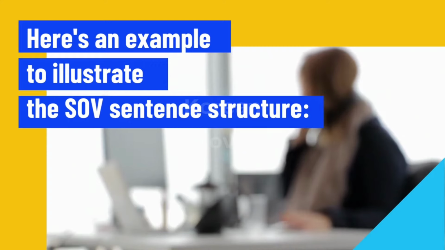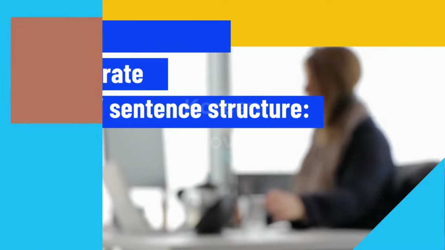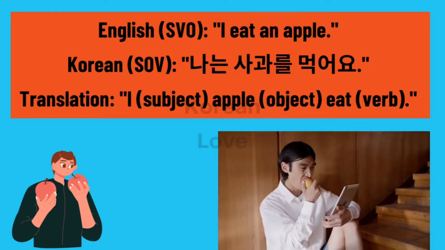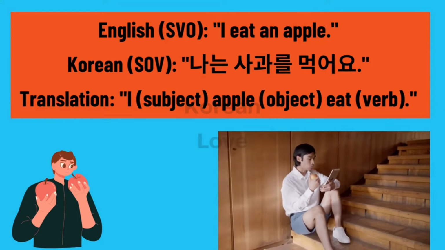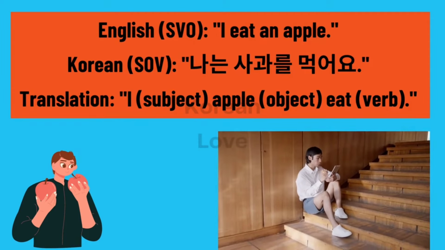Here's an example to illustrate the SOV sentence structure. English: I eat an apple. Korean: 나는 사과를 먹어요. Translation: I, subject; apple, object; eat, verb.